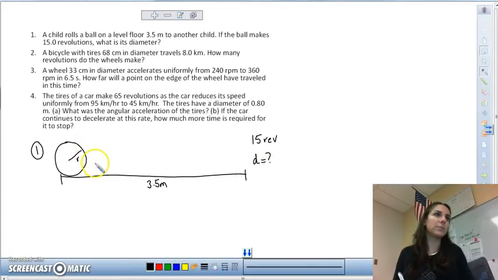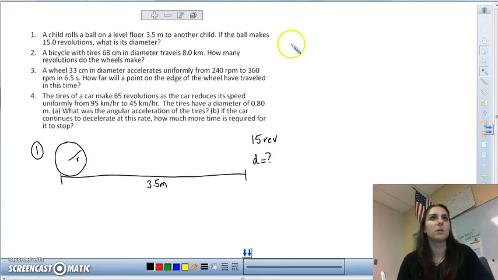Okay, so if you think about what this means right here, revolutions, one revolution, when this thing turns, if I go here and I follow it and I trace it out, it's going to cover 2 pi r as a linear distance. So that's for one revolution, but if I have 15, what we're going to do is basically take this and multiply by 15 because we have 15 of these.